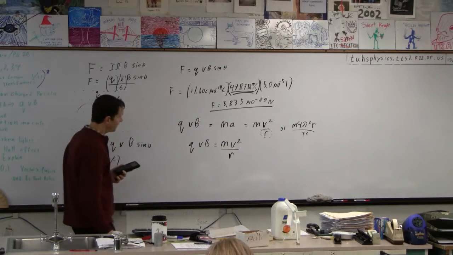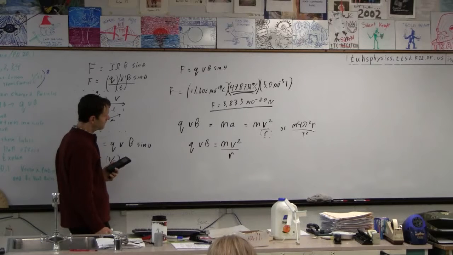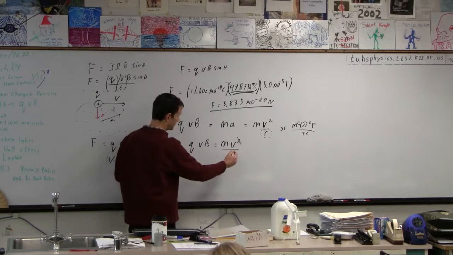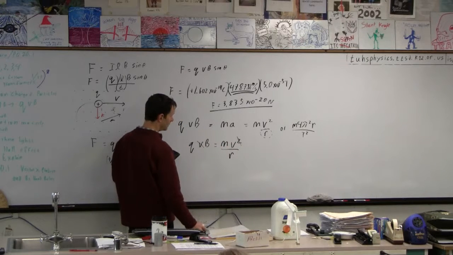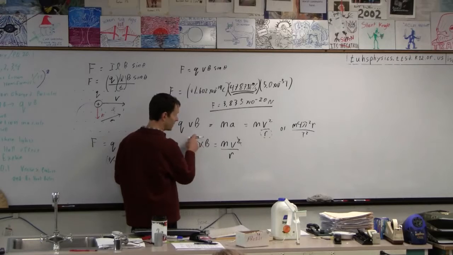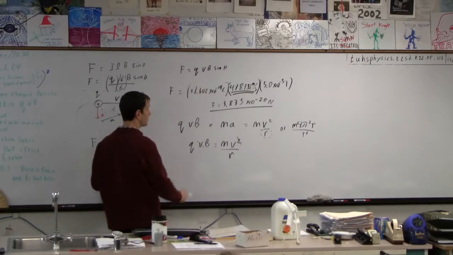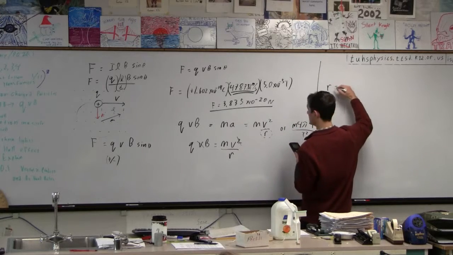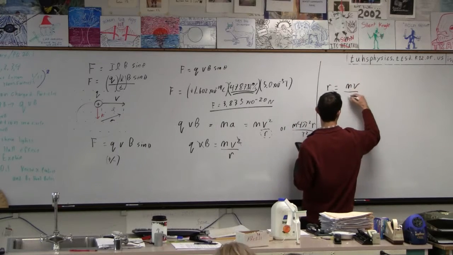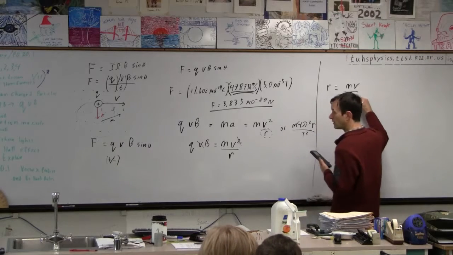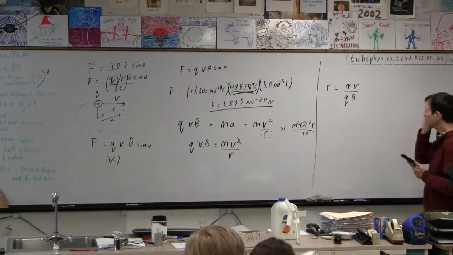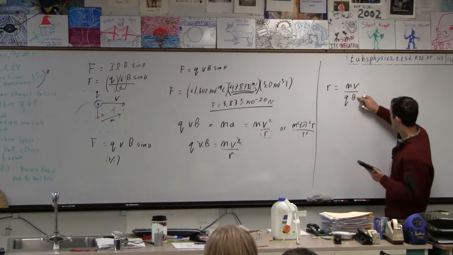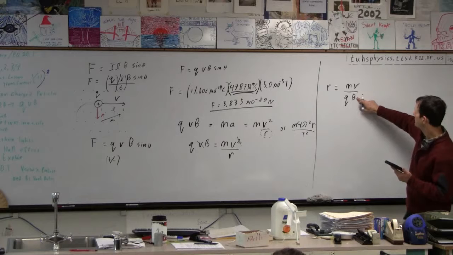So how do we solve that for r? I think we could do this, can we? And then can I put the QB down there and the R up here? Yeah, kind of switch them around, right? Just switch it around. Okay, so R is going to be MV over QB. Which is kind of cool, isn't it? So this is the momentum. This is charge times magnetic field.